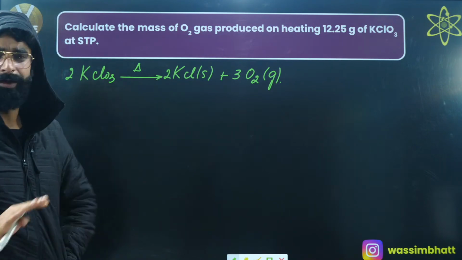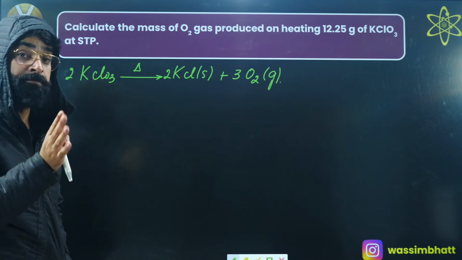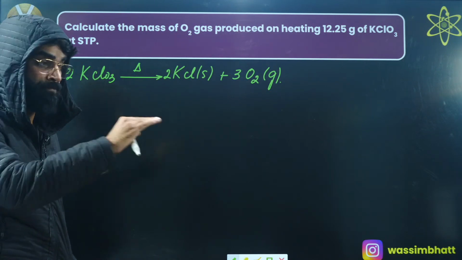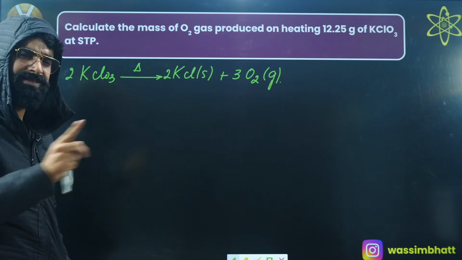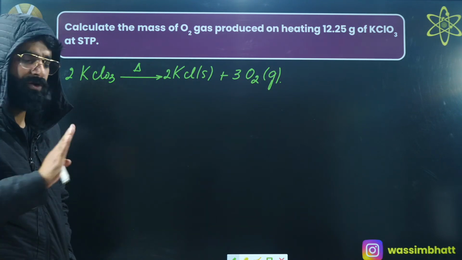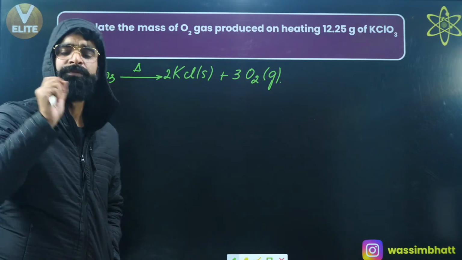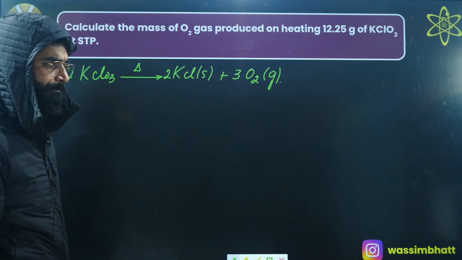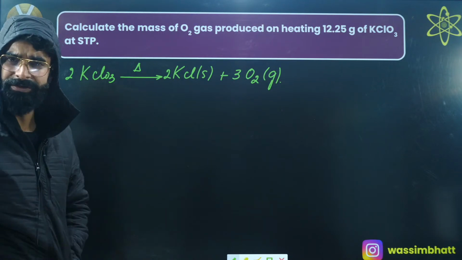What I'll be doing over here, remember after balancing the reaction, if you are using the mole method, I gave you 3 methods: mole method, mass method, volume method. If you are using the mole method, first thing, you are supposed to balance the reaction. That's something which you have done. Second, whatever will be the given quantity, convert the given quantity into number of moles.